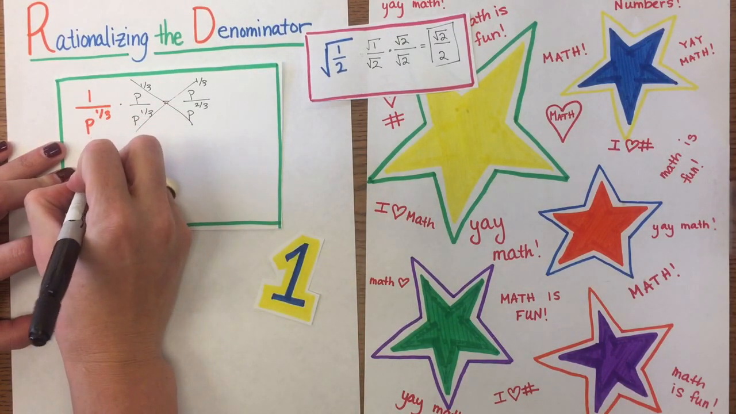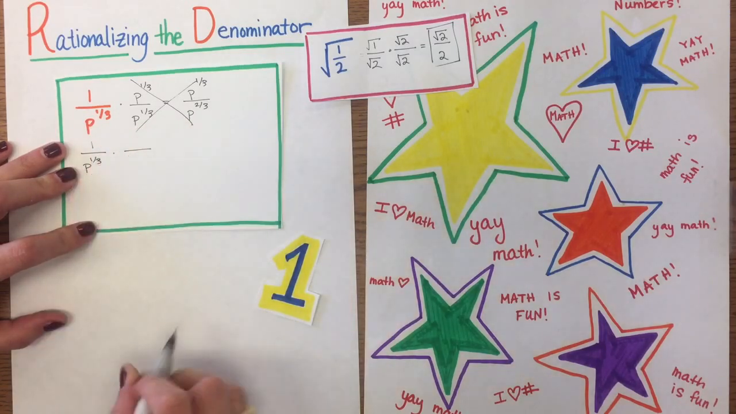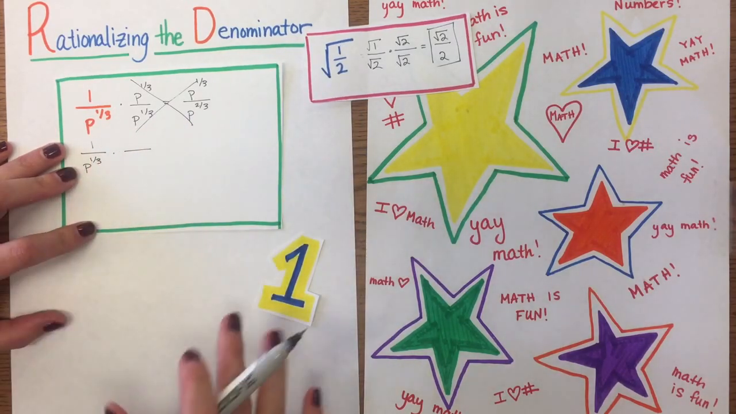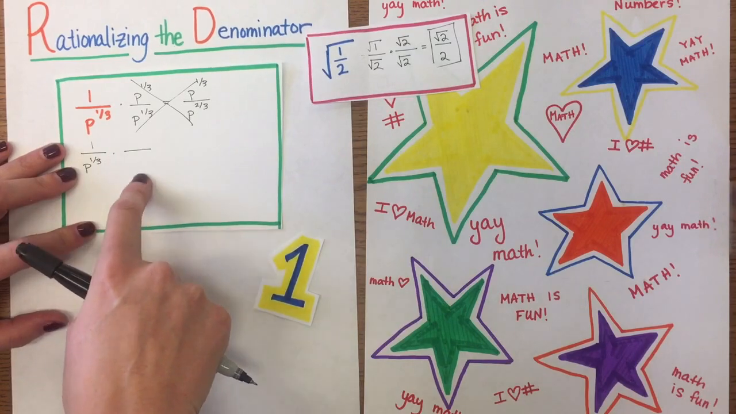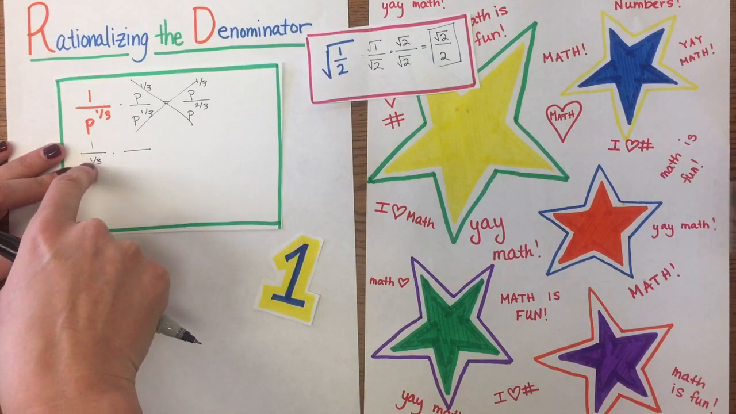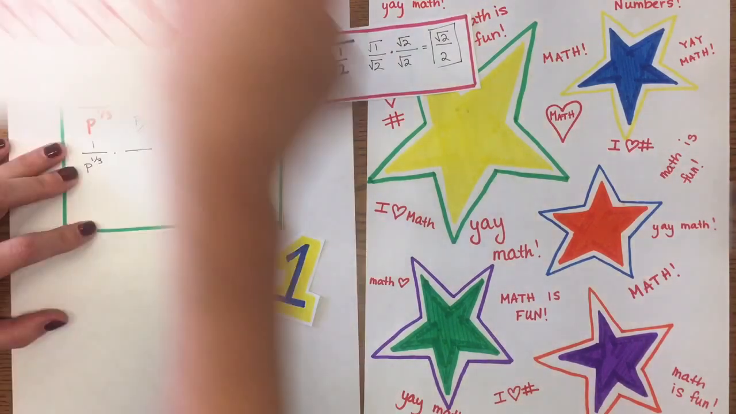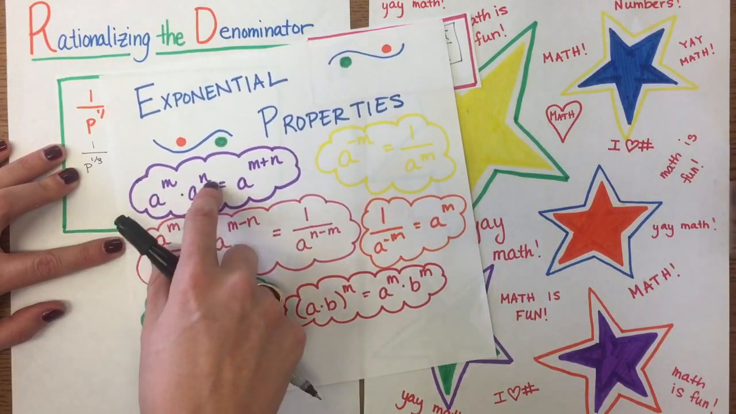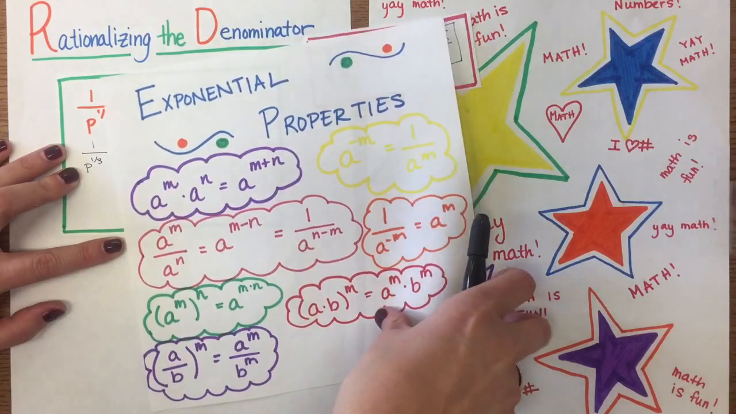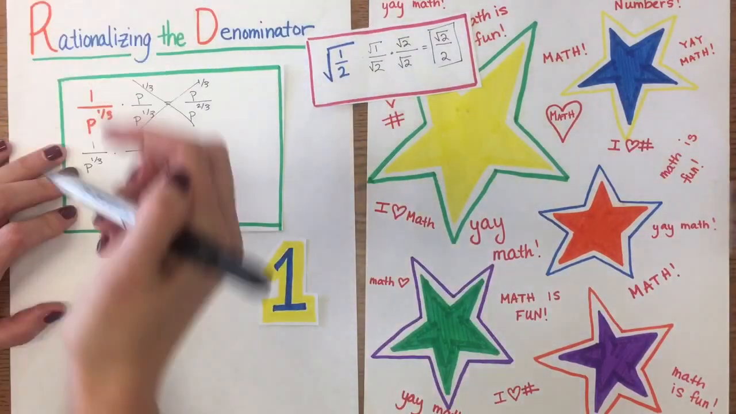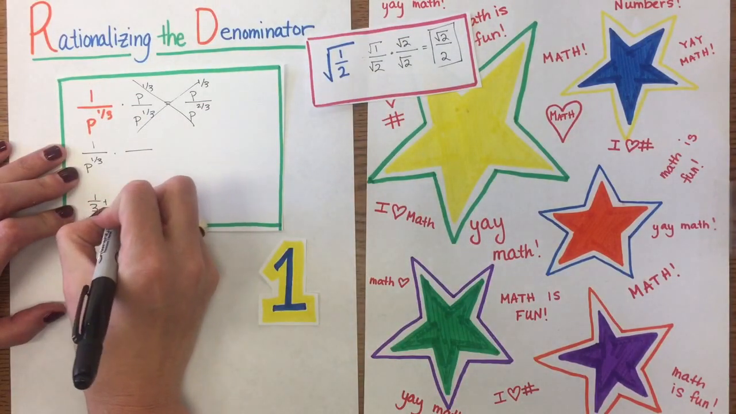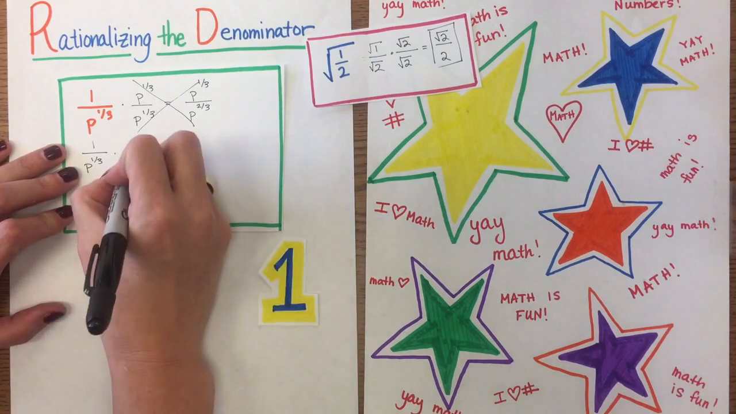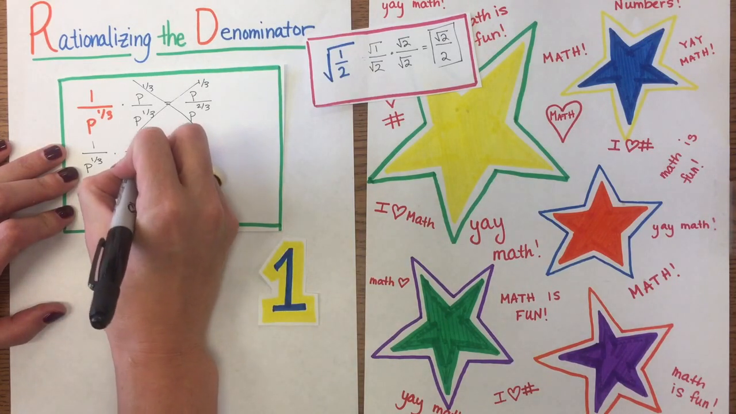I have 1 over p to the 1/3. I want to think to myself, convenient value of 1. What should I multiply the denominator by to make this exponent a natural number? Well, remember, if I'm going to multiply it by something, I'm going to add the exponent. So I'm thinking to myself, 1/3 plus what is equal to 1? And in this case, it's 2/3.